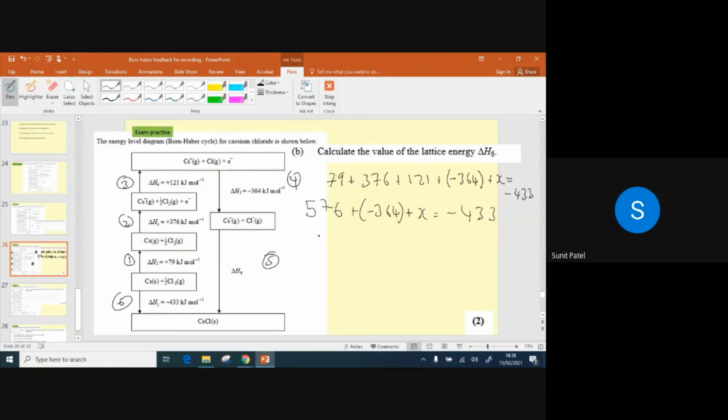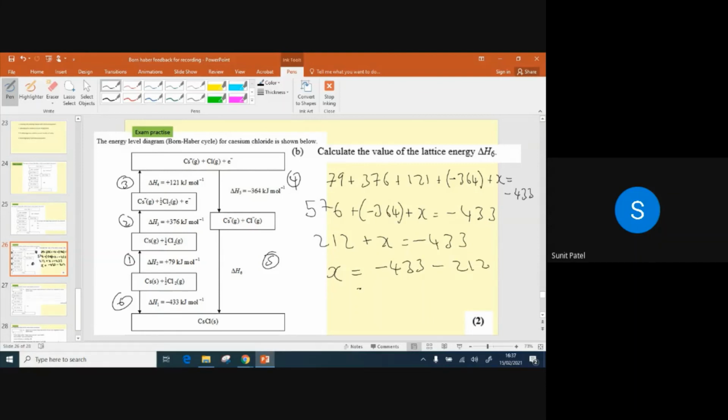So then, good practice again. Let's show our working out so then we know where we're at with this. So I've got a total of 212 added to X equals minus 433. Let's leave X on its own on this side and take 212 over to the other side. So it's minus 433 minus 212.